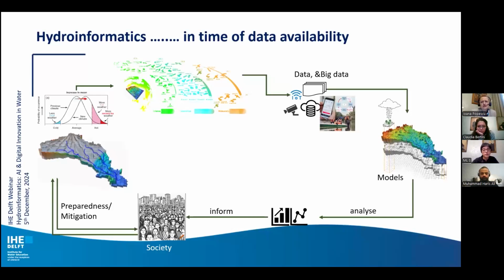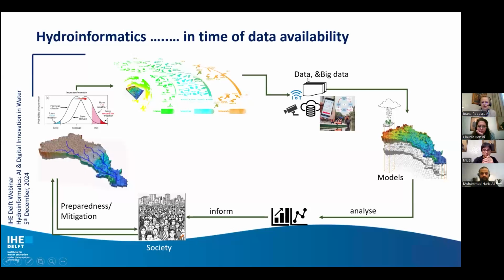Hydroinformatics is actually useful in the time of data, especially looking at all the disasters that are coming: droughts and floods one after the other, climate change, the change in temperature. Then we ask ourselves how to take mitigation measures. And we look at the availability of data from space, what you can see here, but also data collected by citizens with phones.